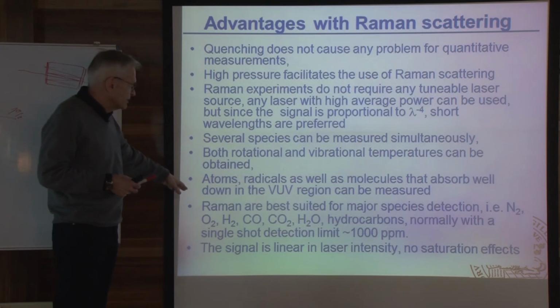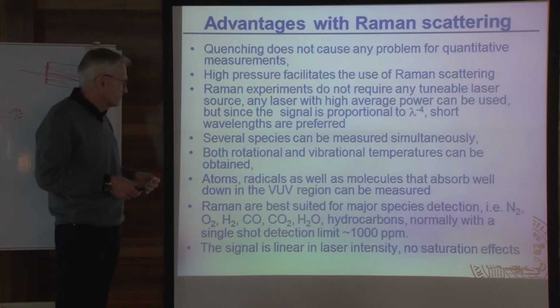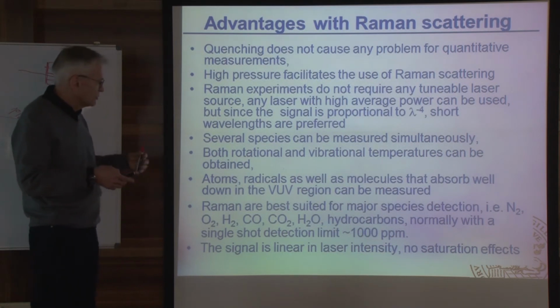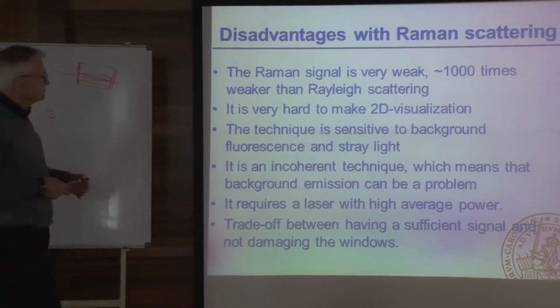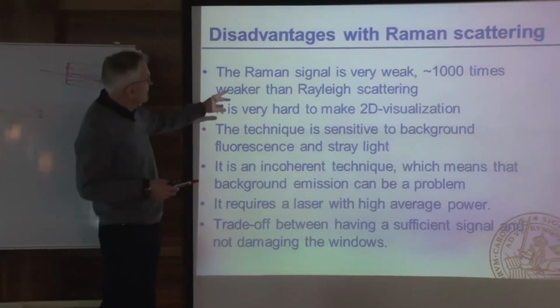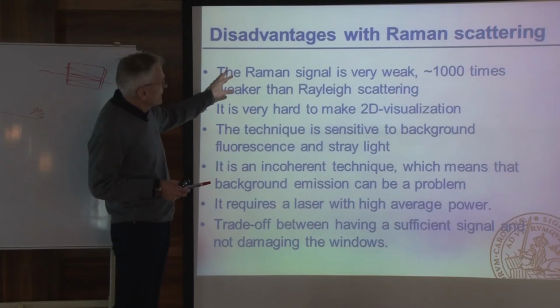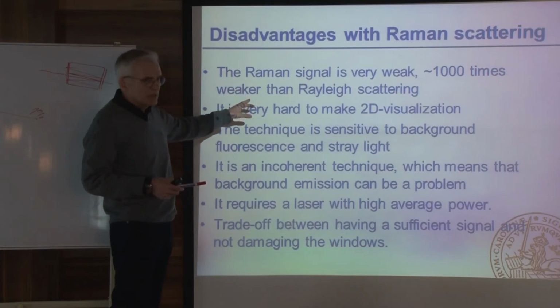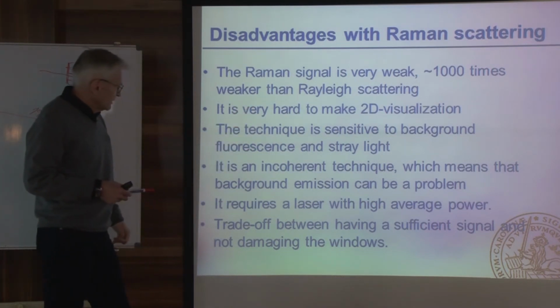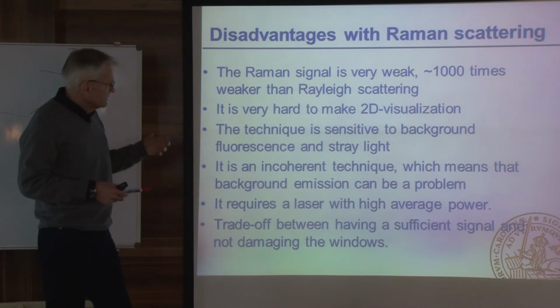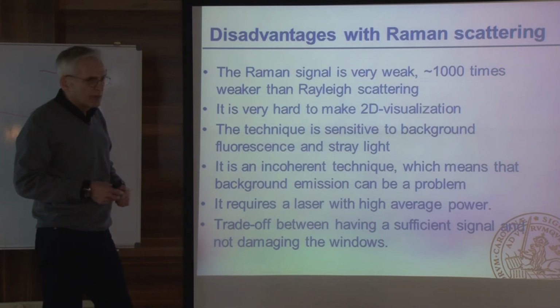But you have the limitation, previously at least, around 1000 ppm, which we hope to increase in the future. So essentially the main disadvantage with Raman scattering is that the signal is very low. But there is a lot of potential if we have a new laser source.